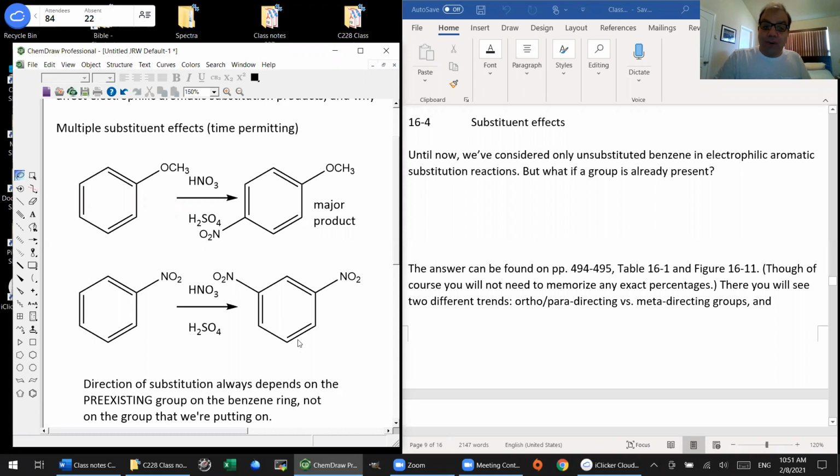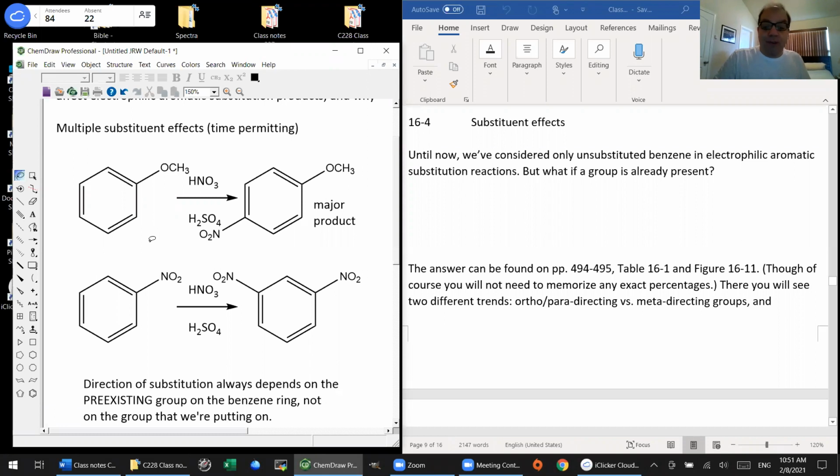So I would expect that to be not only the major product, but even the exclusive product. I would expect we would get at most a couple percent of the other two. And the major product by far with an ortho-para-directing group, I would in general expect to be the para product, because there's more room to put the new group out there. So that's the first thing you need to know. You need to be really clear on the difference between the group that's already there and the group that you're putting on. And it's the group that's already there that determines where the new group goes.